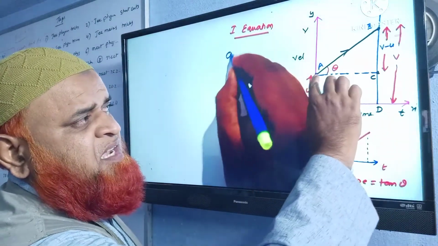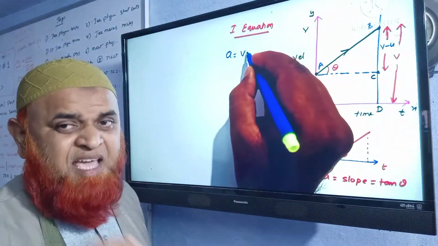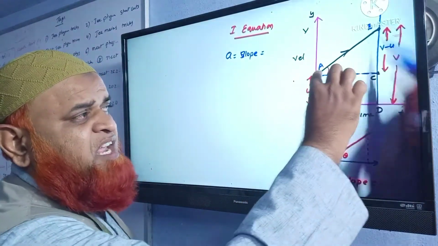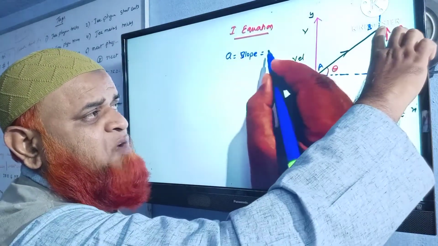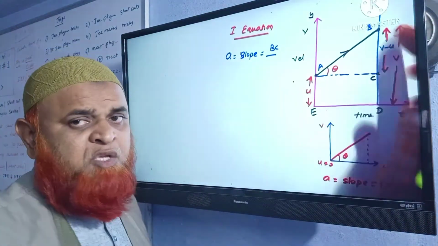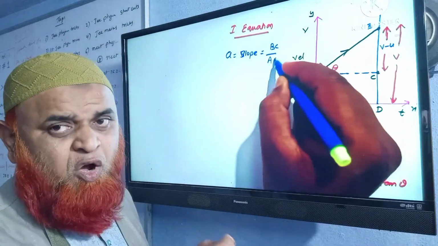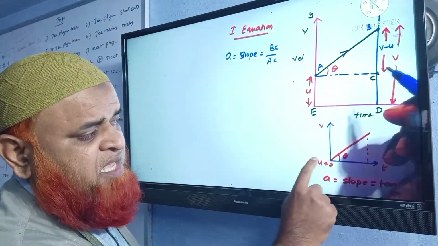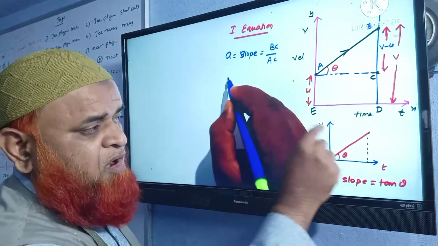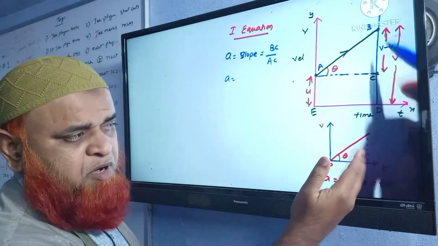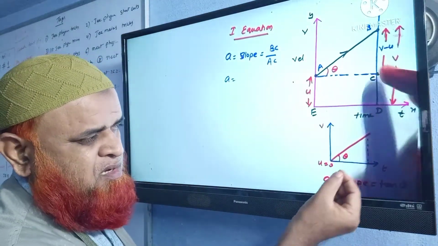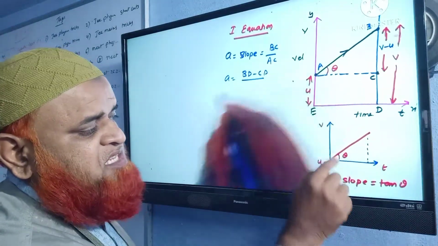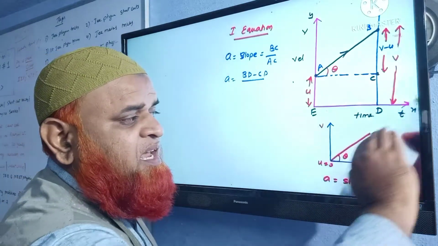This is a graph in which AB represents the motion. This AB shows that the initial velocity of the car is u and the final velocity of the car is v. If the car is starting with 0 velocity, then this is time and this is velocity. The graph starts from 0, then you will get a graph like this.